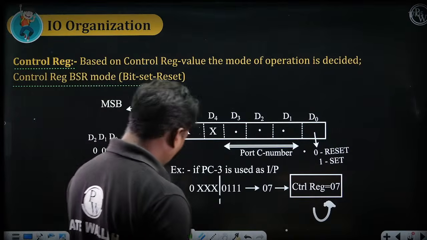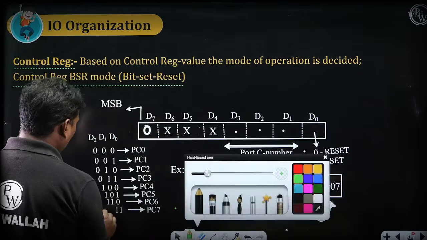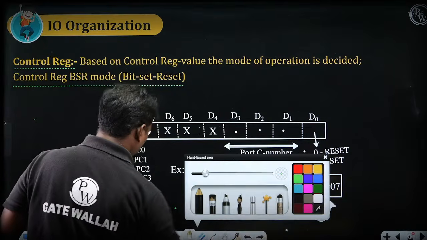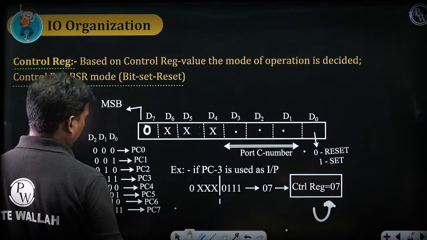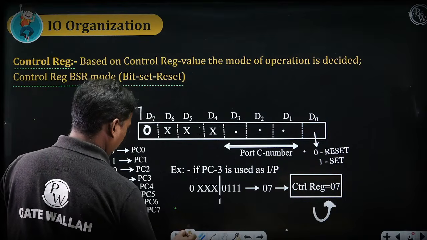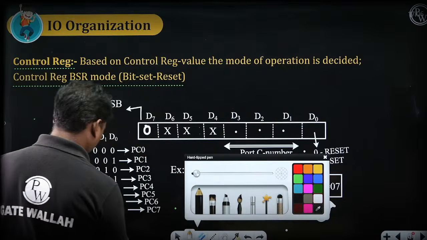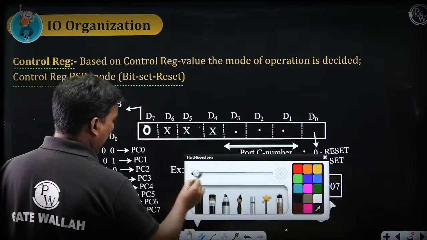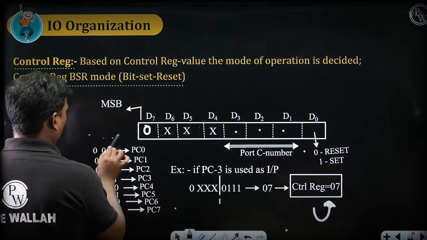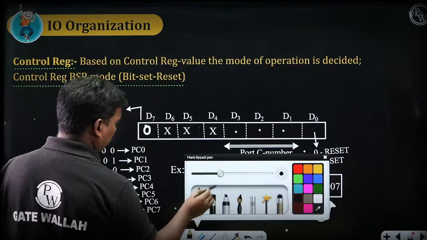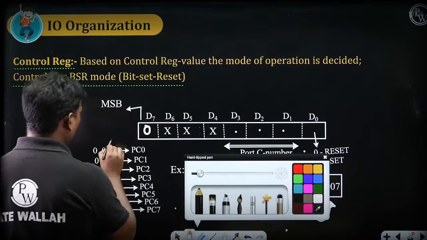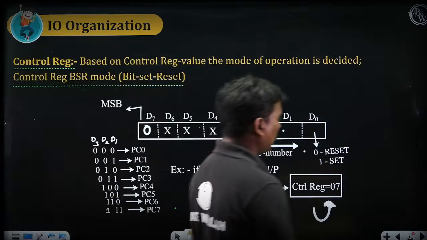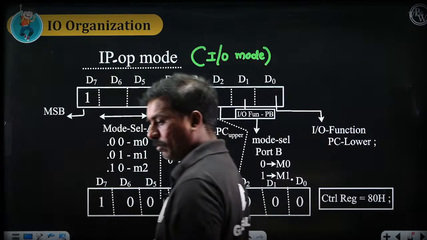Bit set reset mode. So here it is 1, 1. This will be 1. D1, D2, D3 should be here. This is D1, D2. Okay. Next one is IO mode. Please make a note of this point. IO mode.